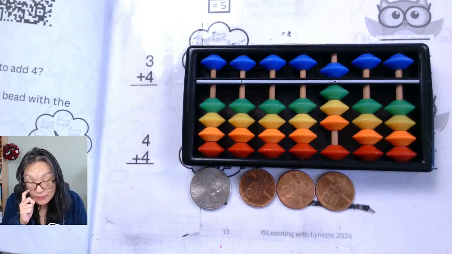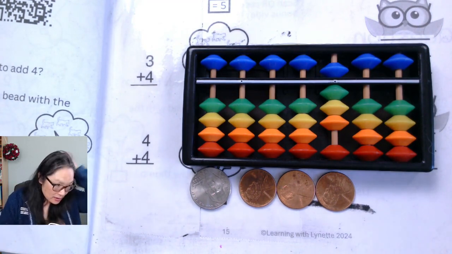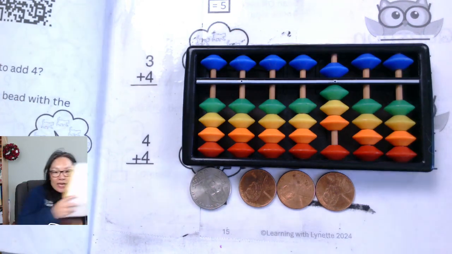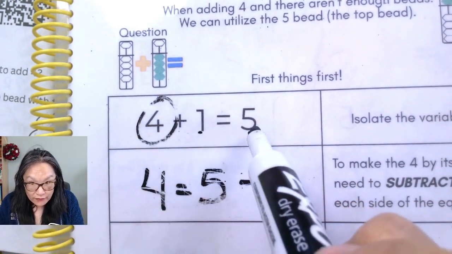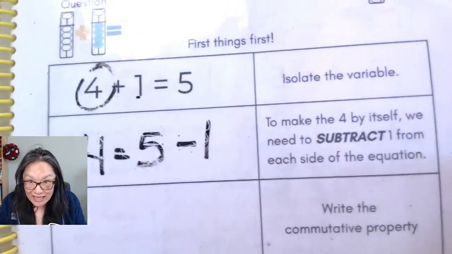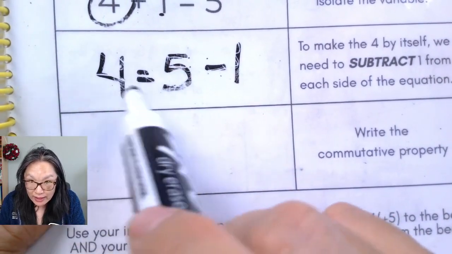Now, is this a concept that kids can understand? Yeah, this is a concept that kids will understand. This is what we're trying to do. So in big people terminology, we have this concept: 4 plus 1 is equal to 5. So what we're going to do is isolate the variable. When we isolate the variable, what do we do? How do we isolate the variable?